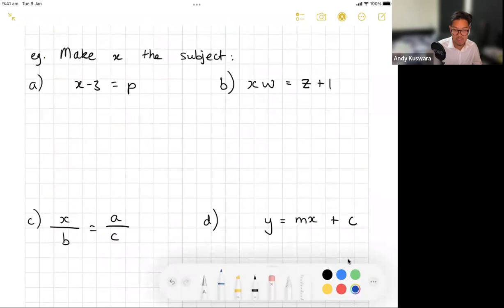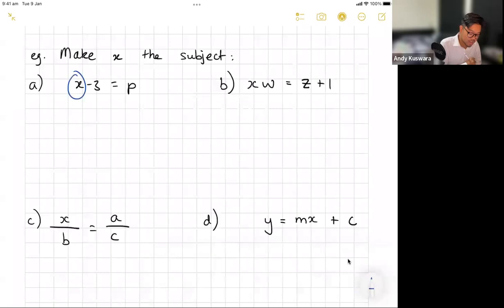And let's work step by step to see if we can get x on its own, or in other words, make x the subject. So the first one, we've got x minus 3 equals p. What's problematic here is I want to get just that x. So what I need to do is get rid of everything else next to the x. In other words, I need to get rid of that minus 3 by doing the opposite, which is plussing. So now that becomes x equals p plus 3.